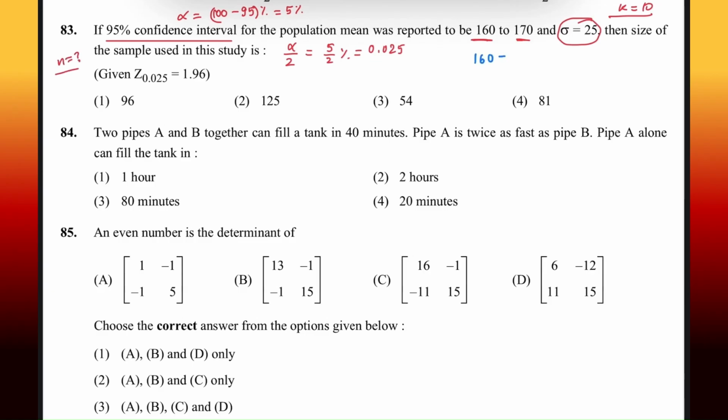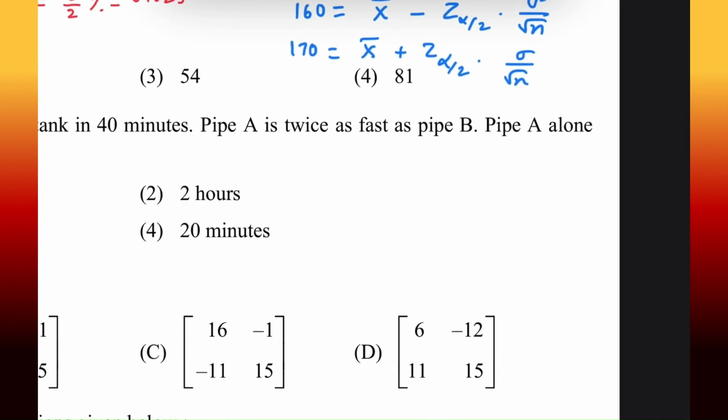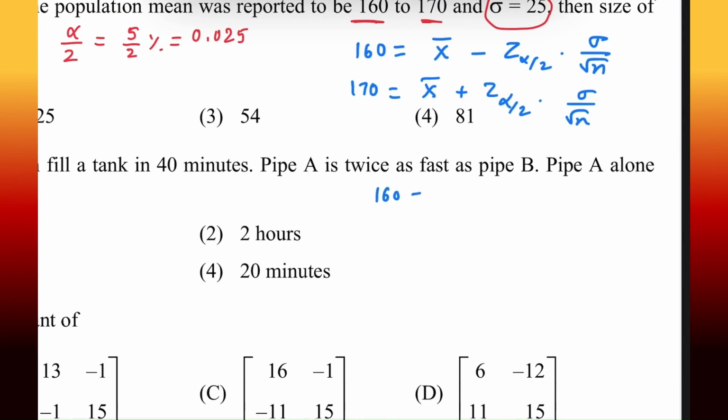The lower limit is 160, which is given by x bar minus z alpha by 2 into sigma by root n. And what is the formula for the upper limit? That is 170 equals x bar plus z alpha by 2 into sigma by root n. But the value of z alpha by 2 is already given. It is 1.96 according to the question, so we will use this here. So 160 equals x bar minus 1.96 into sigma, given as 25, divided by root n. And then 170 equals x bar plus 1.96 into 25 by root n.